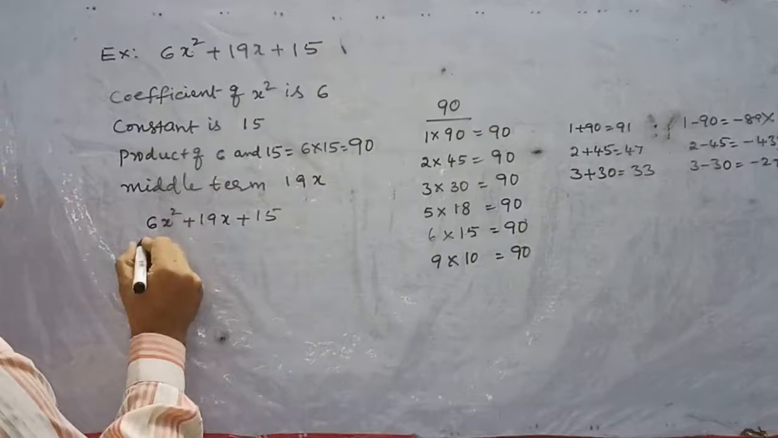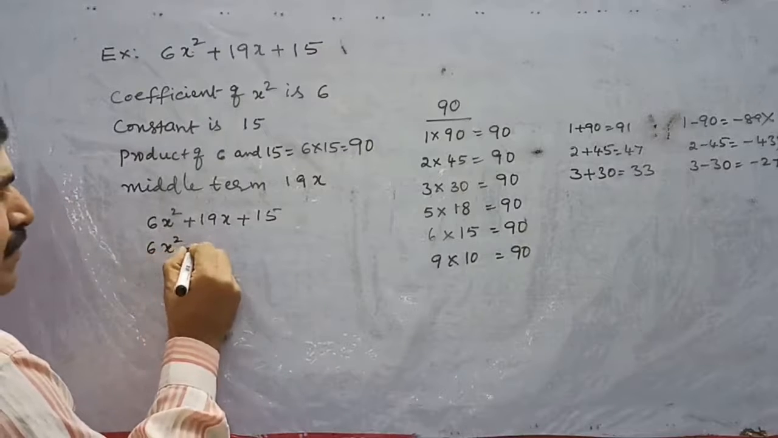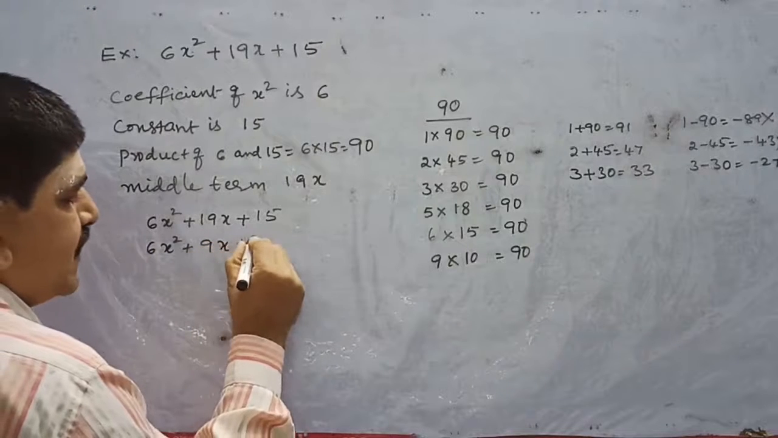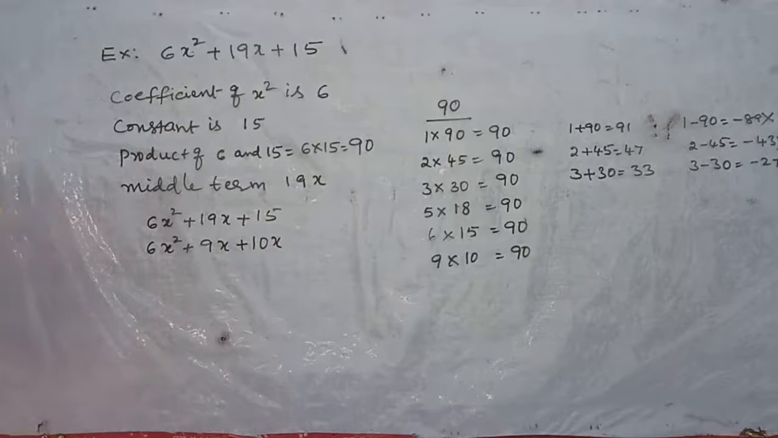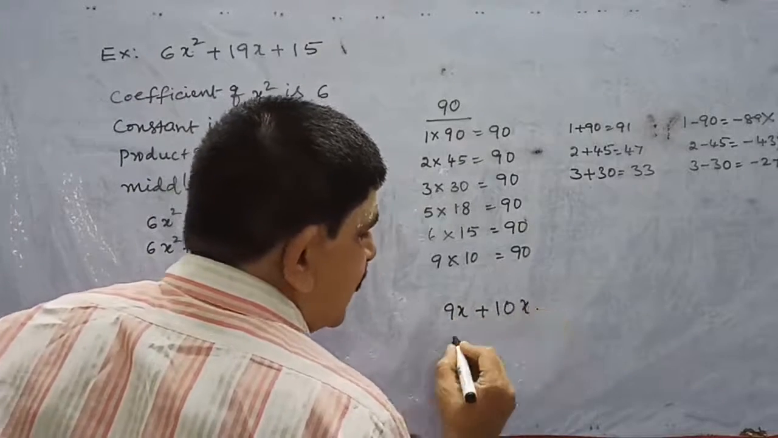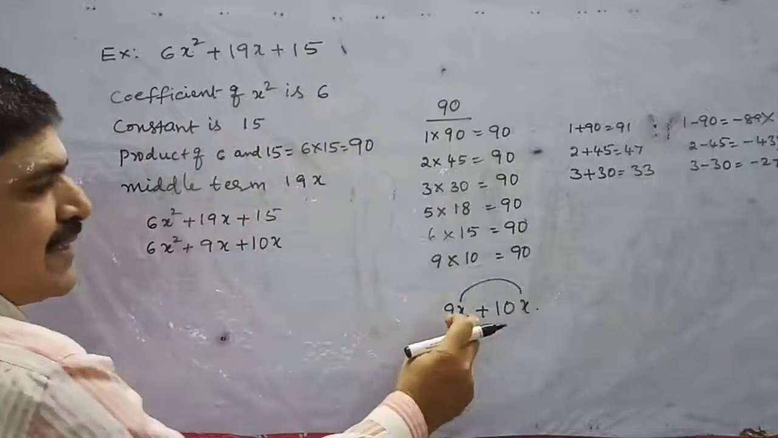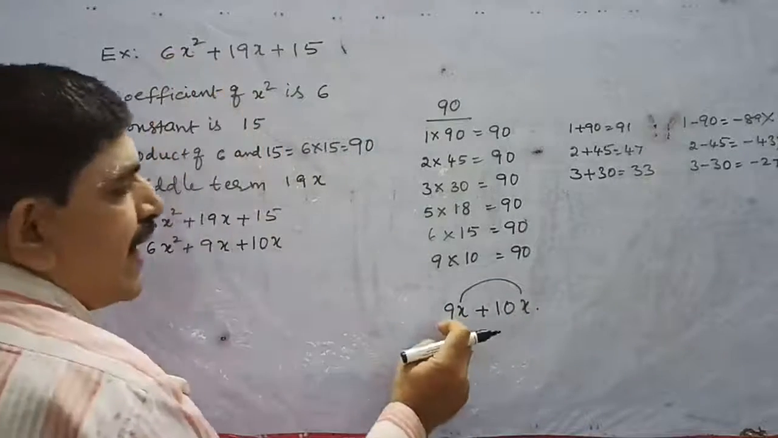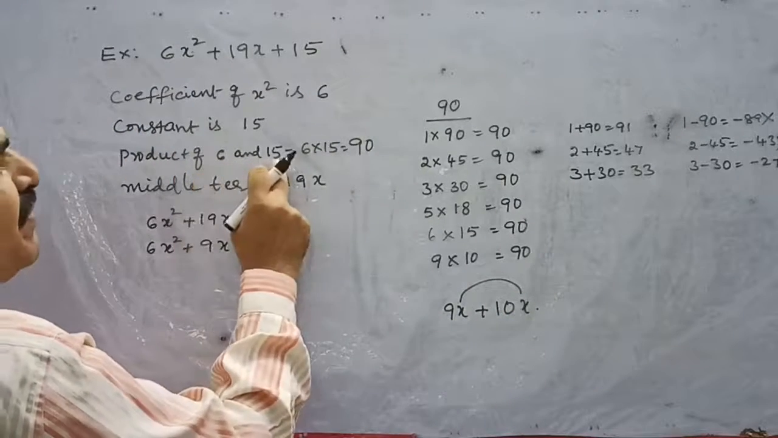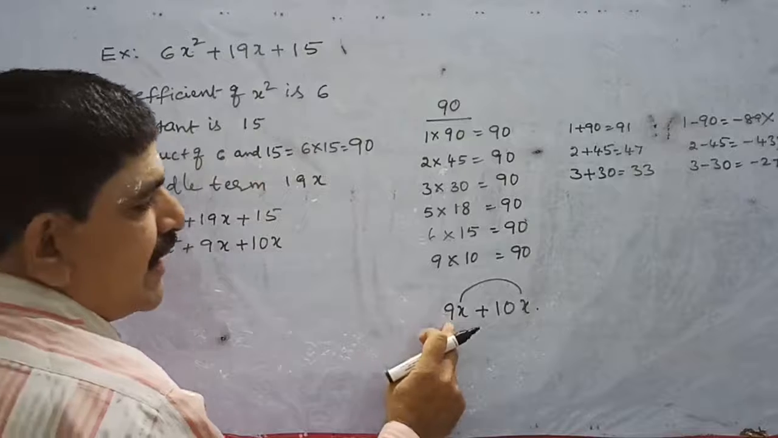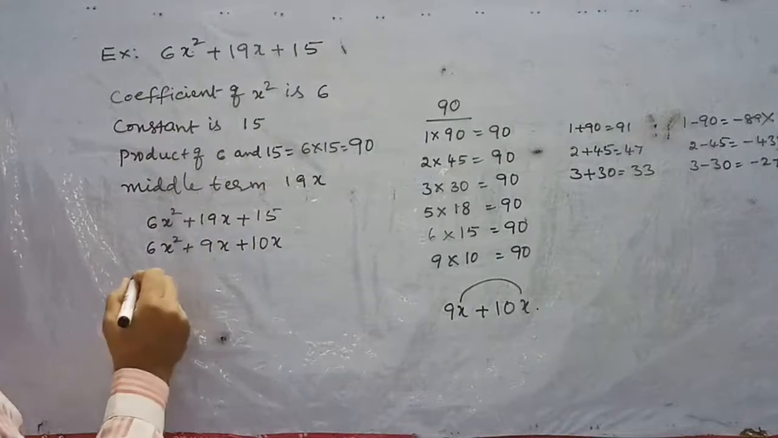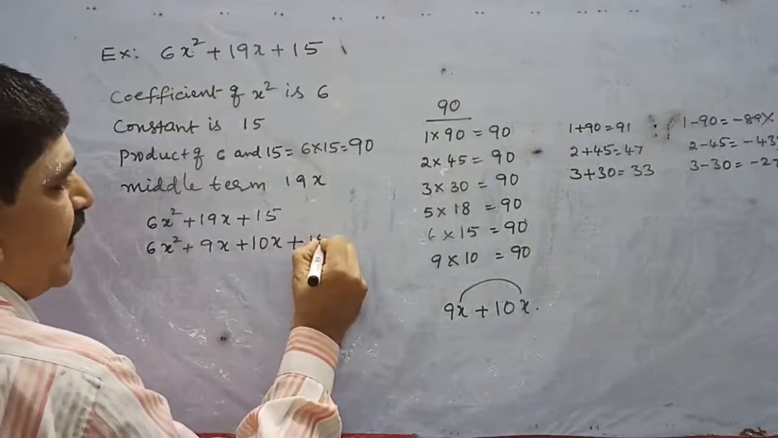How to write? 6x square plus 19x plus 15 can be written as 6x square plus 9x plus 10x plus 15. Now see, x into x, x square. 9 times 10 are 90. The product of 6 and 15 is 90. Next, 9x plus 10x, 19x. Next one, plus 15.